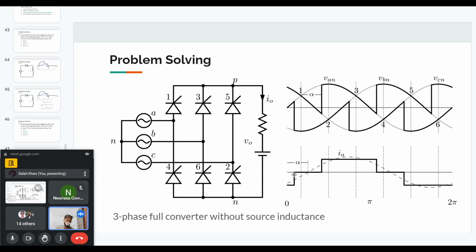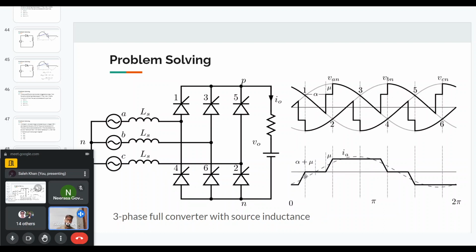Then the current will rise suddenly, as I've shown here for the A phase current. The current rises and falls suddenly. However, now if we have a source inductance, then the current will rise and fall gradually, and there will be some duration during which the current is rising. In that duration, multiple thyristors will turn on. For example, here, before the alpha instant, among the top thyristors, thyristor 5 was on because we had turned on 5 at this point.